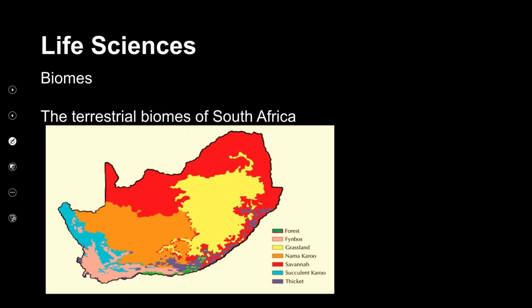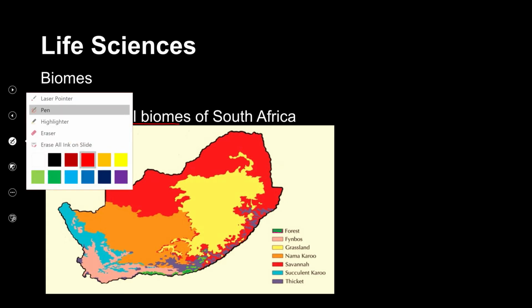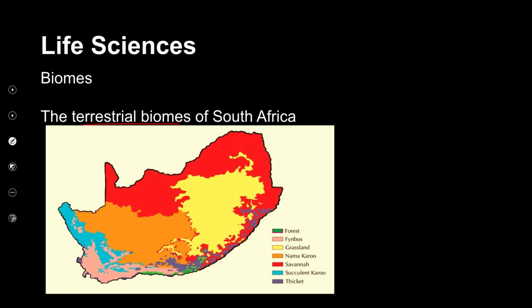Let's try and unpack what the terrestrial biomes are. As I quickly change the color of my pen, this map indicates the distribution of our 7 biomes. It's important that we recognize that each biome is characterized by the type of plants and animals found in that area. South Africa is home to 7 distinct terrestrial biomes. If we look at it, our savanna biomes, which are coded in red, form predominantly the largest biomes in South Africa. This predominant red color indicates the distribution of that.